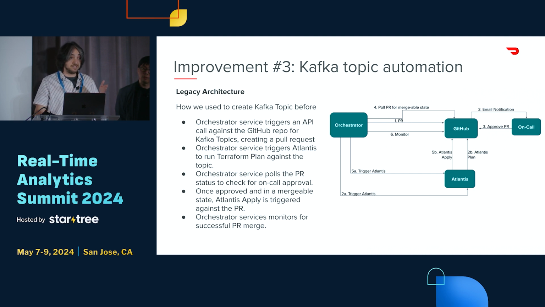That takes some time to take effect and merge. And then after that, our orchestrator service will monitor the state of the PR, and then we go to the next step. This is a long process. This essentially can fail, and retries kick in multiple times because of merge conflicts or some issue with Atlantis. So what we thought is, what can we do to improve this?